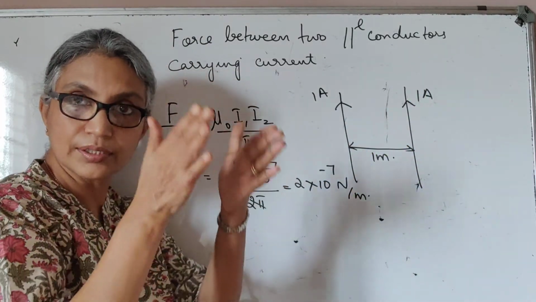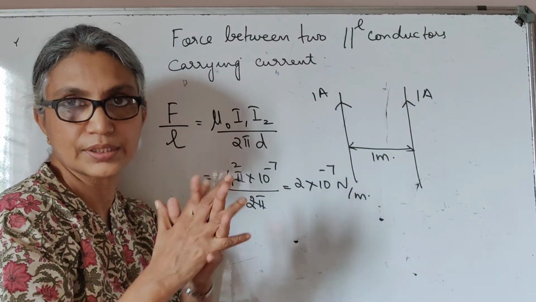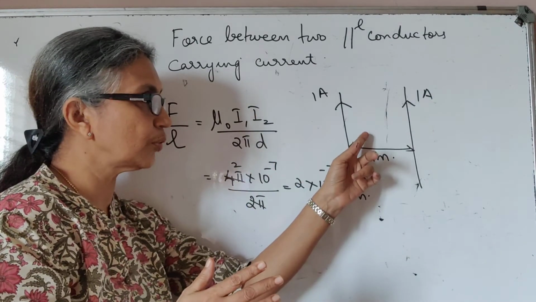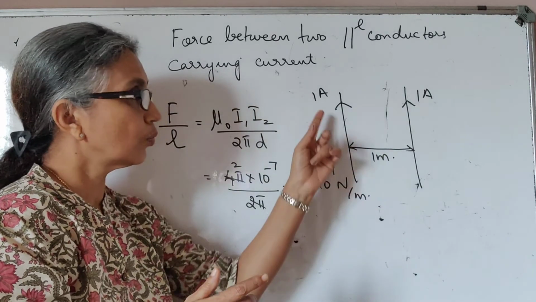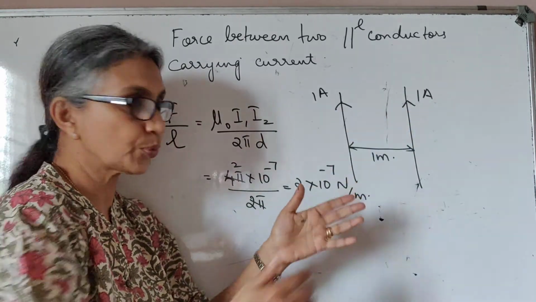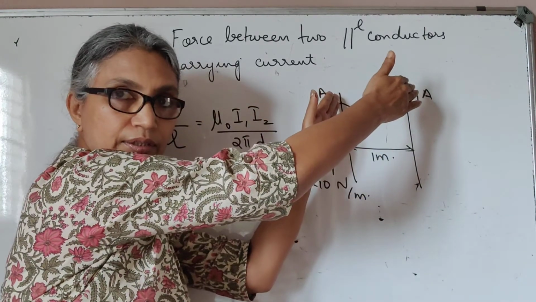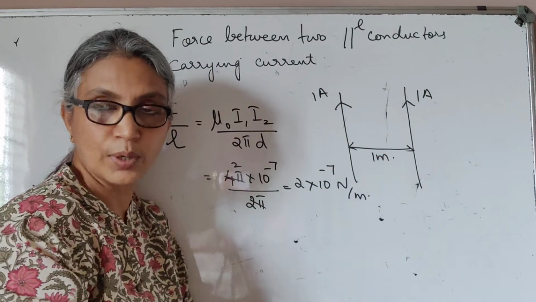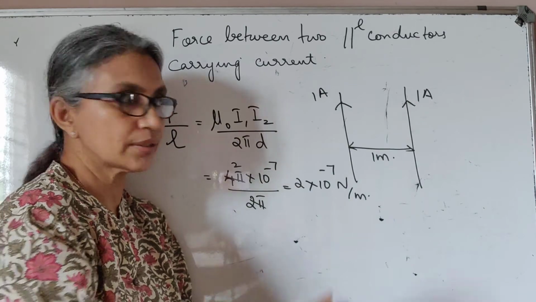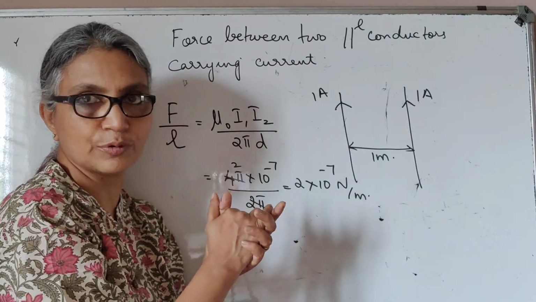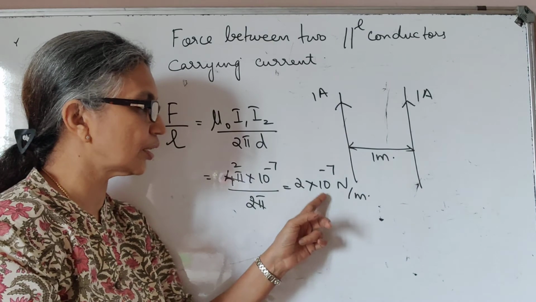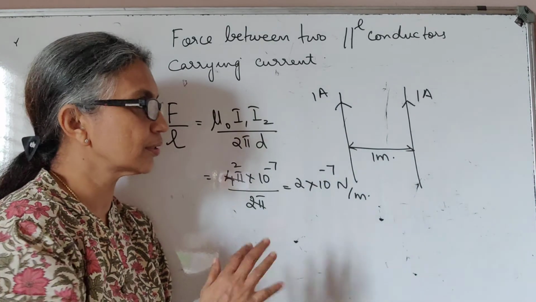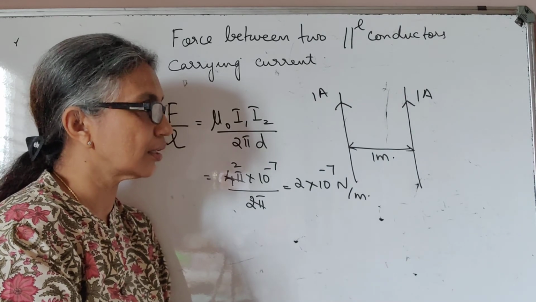So if the currents are in the same direction, the force between them is attractive. Otherwise, it is repulsive. So that is why when you define 1 ampere current, you will say 1 ampere current is that current which, when flowing through two parallel conductors placed in air or vacuum at a distance of 1 meter, either experiences a repulsive force or an attractive force equal to 2 into 10 raised to minus 7 Newton per meter. Right? So this is how you will define 1 ampere current.